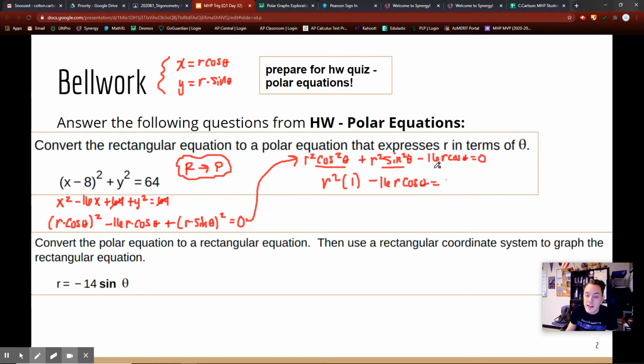Now, when I'm given this, I can actually factor out an r. So I'm going to factor out that r. What's left is r minus 16 cosine theta. And then I set each one of these equal to 0. So this one equal to 0, r equals 0, but that doesn't give me anything worth my while. But this is the actual equation that I want. Once I set it equal to 0 and solve for r, I get r equals 16 cosine theta. And that is my final answer.